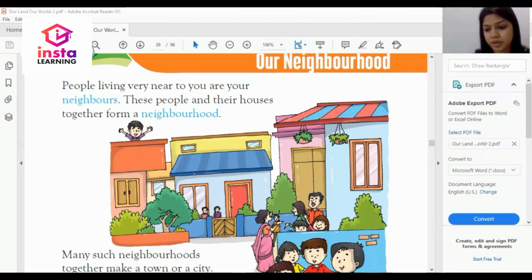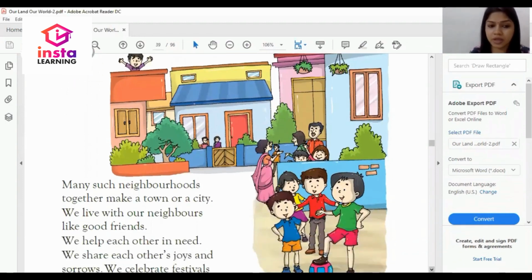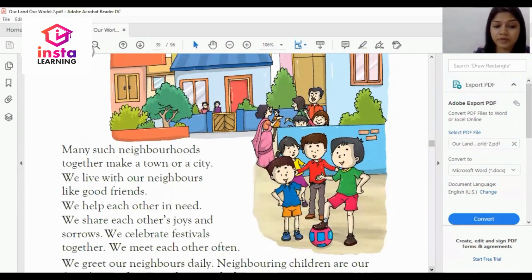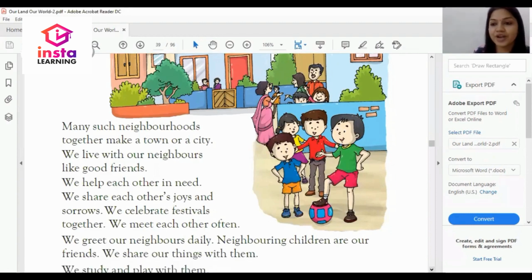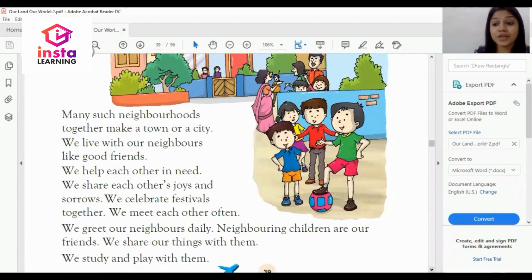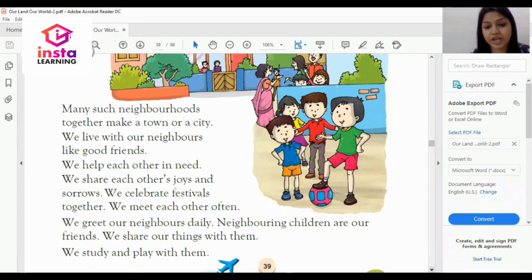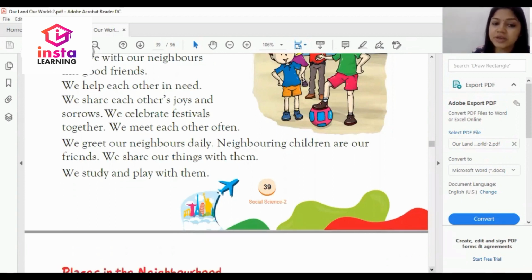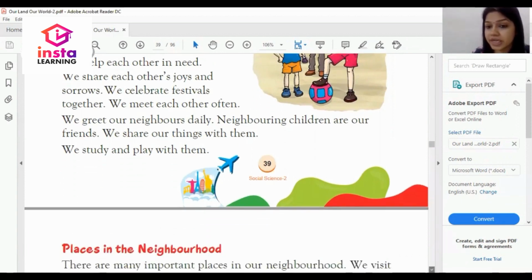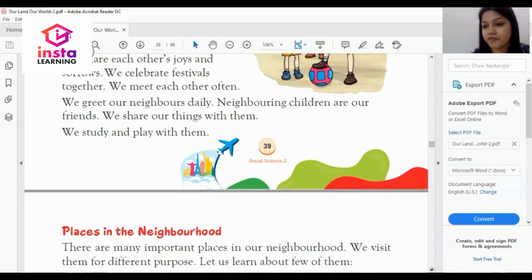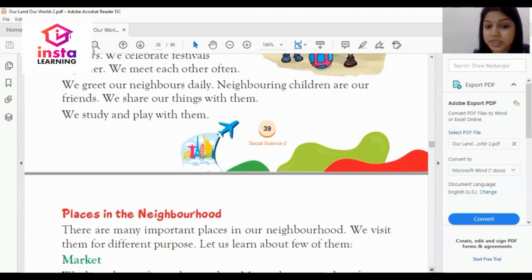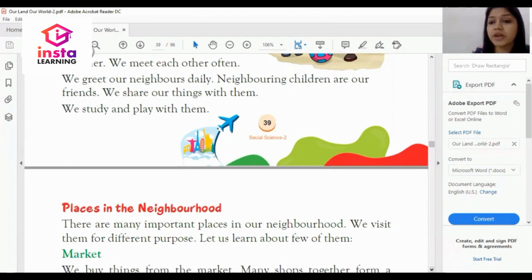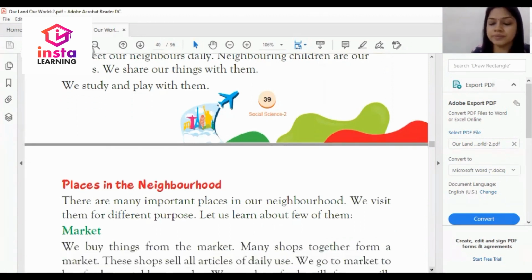Who are the neighbors? The second important thing is how we live with our neighbors. We live with our neighbors like a good friend. We help each other. We share sorrows and joy with each other. We celebrate festivals with each other. We greet neighbors daily. Neighbors' children are our friends. We share our toys, our books, and our joy with them.